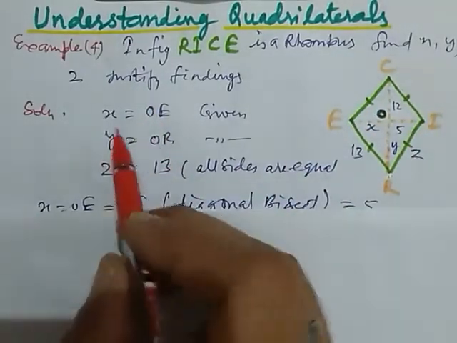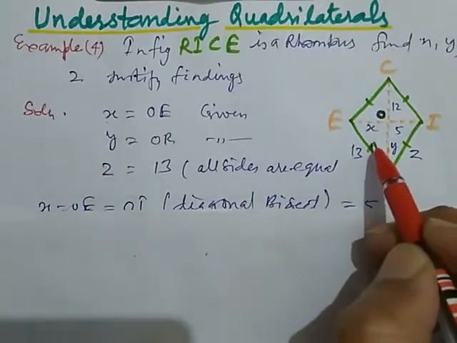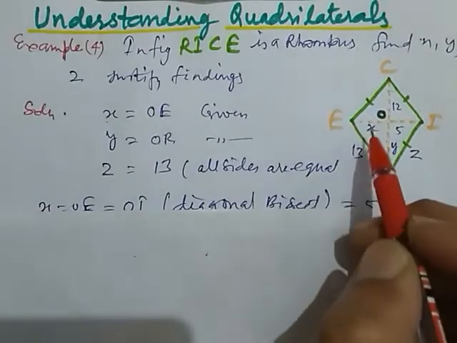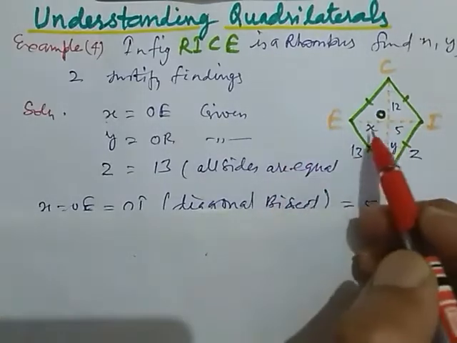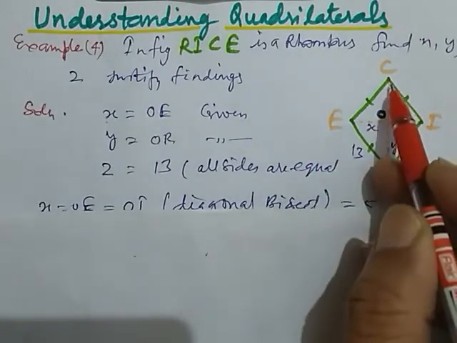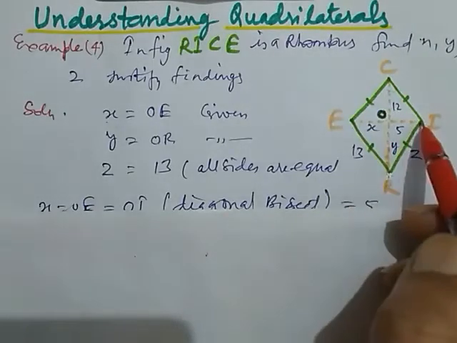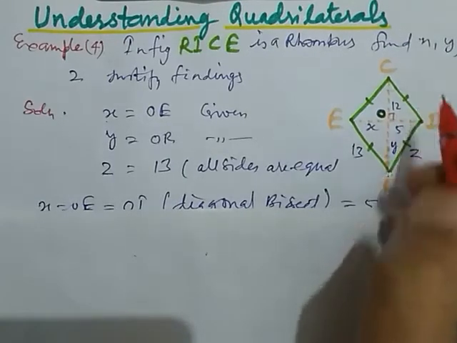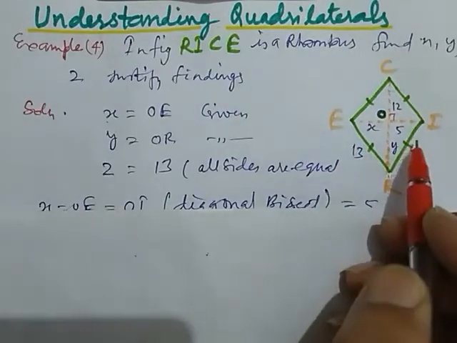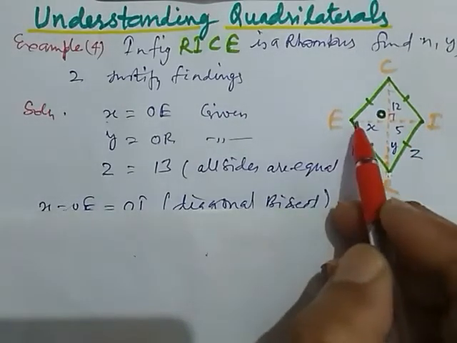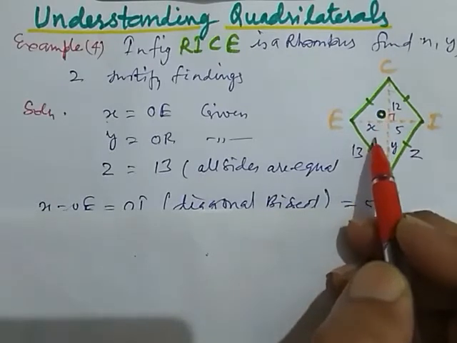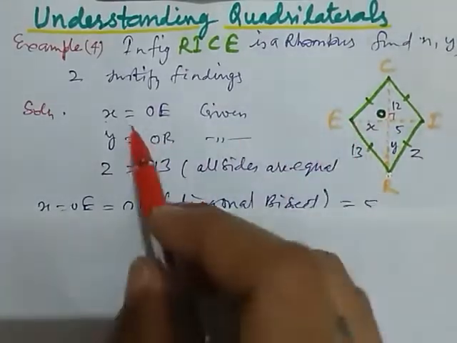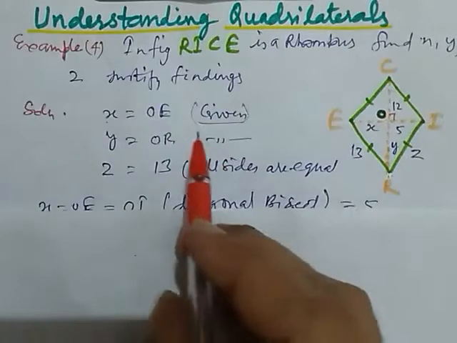Here x equals OE, because in a rhombus the diagonals bisect each other perpendicularly. This is a right angle. The diagonals are bisecting perpendicularly, and according to the figure, x equals OE, this is given to us.